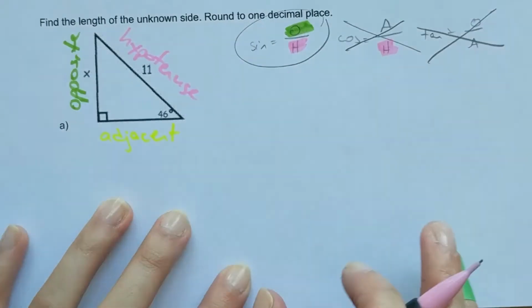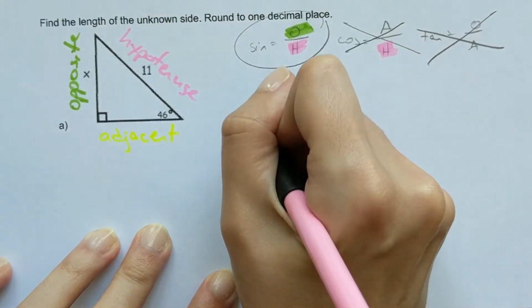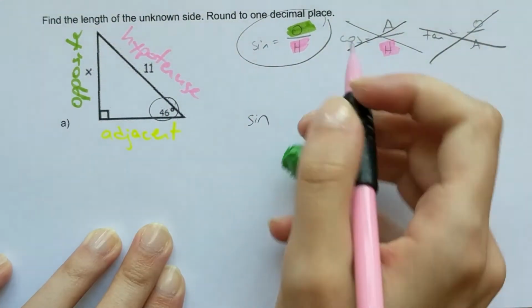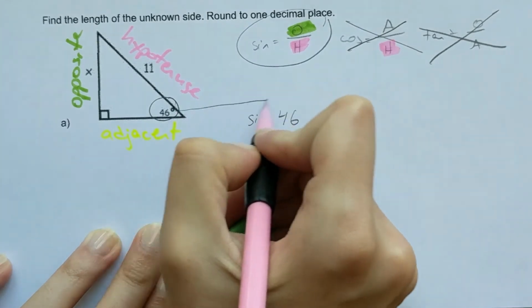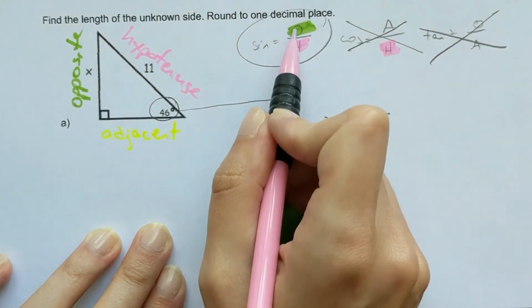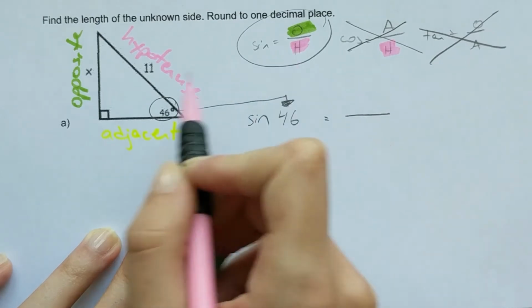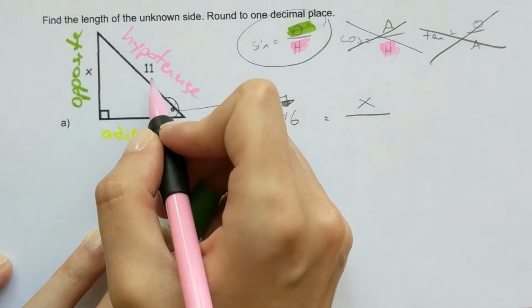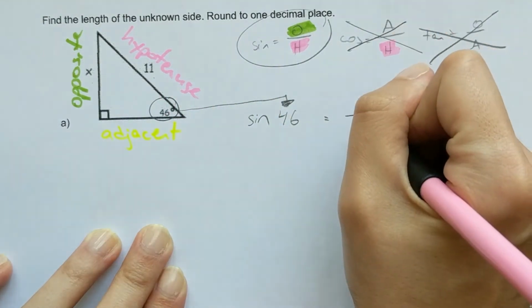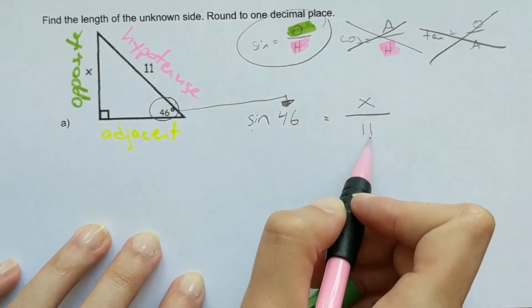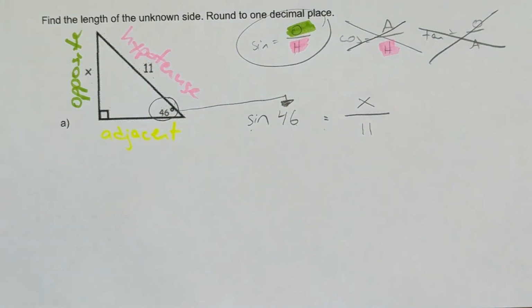And here's how we are going to write our equation. We're going to start with sine, and then you have to write the angle that you were given. So in this case, sine of 46 degrees. So I just plop that angle right beside my sine. Equals, and then I have a fraction here, and then I say opposite over my hypotenuse. Well, opposite is x. I don't know what it is, so x is going to go on top. Hypotenuse is 11. Hypotenuse is going to go underneath, so sine 46 equals x divided by 11.